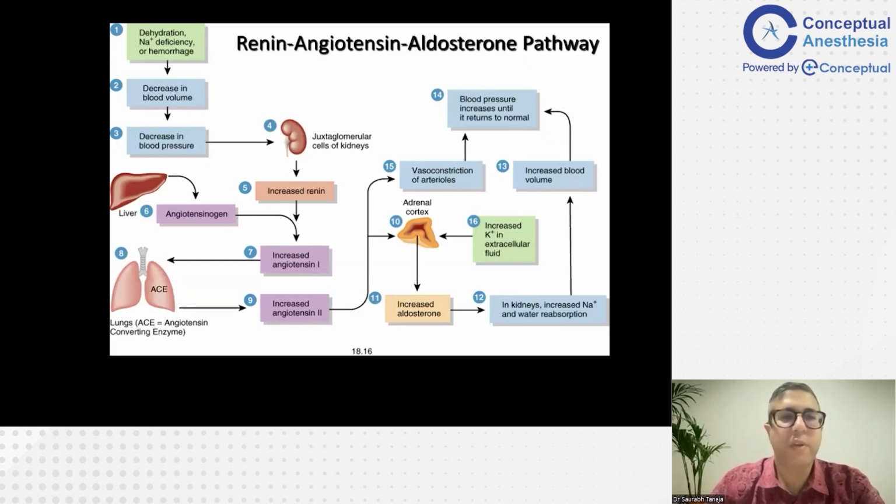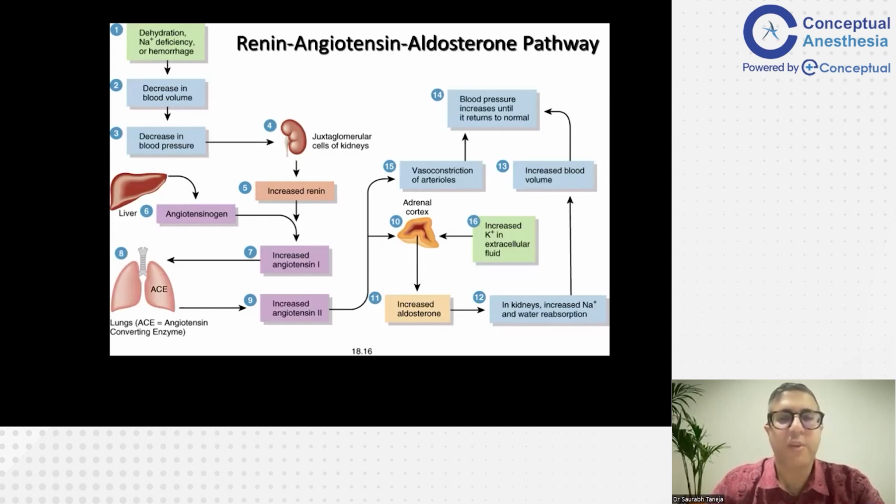So what happens when you have dehydration or hemorrhage or sodium deficiency? There is a decrease in the blood volume and blood pressure. As I told you, this is sensed by the juxtaglomerular apparatus in the kidneys. There is an increase in renin, which leads to increased angiotensin 1, and it is converted in the lungs by ACE, that is angiotensin converting enzyme, into angiotensin 2, which leads to the following effects.